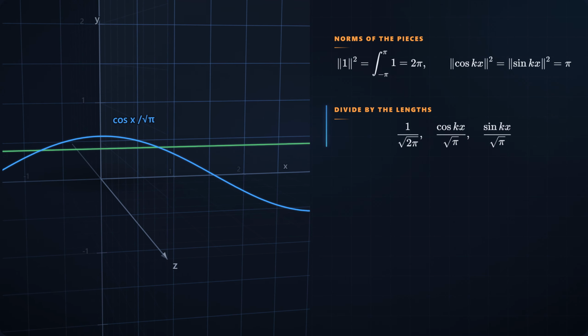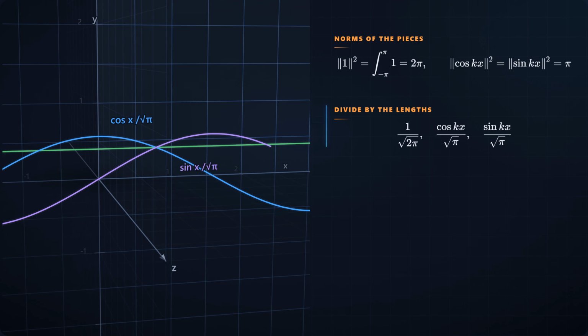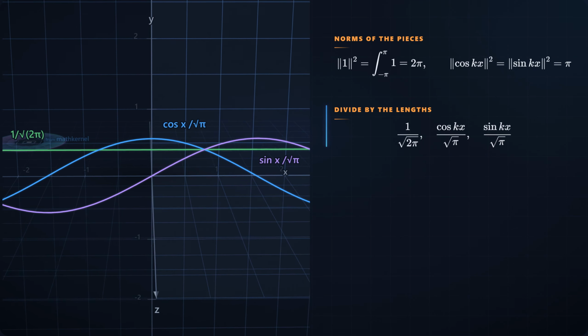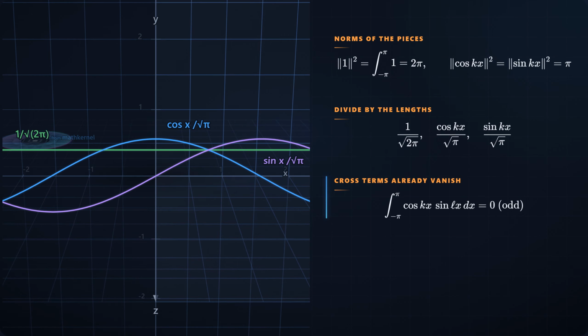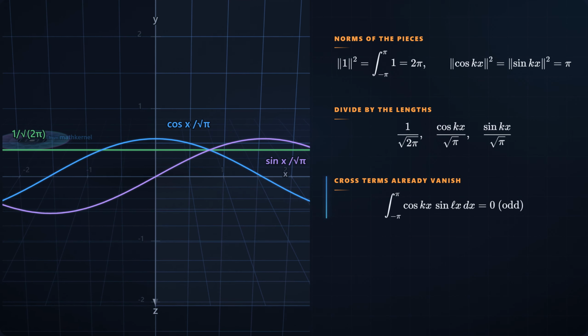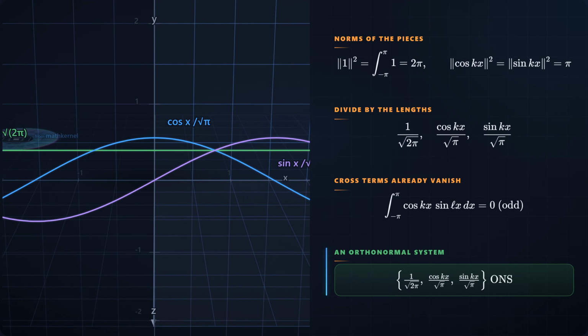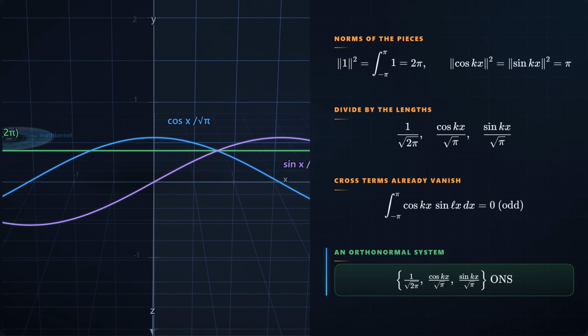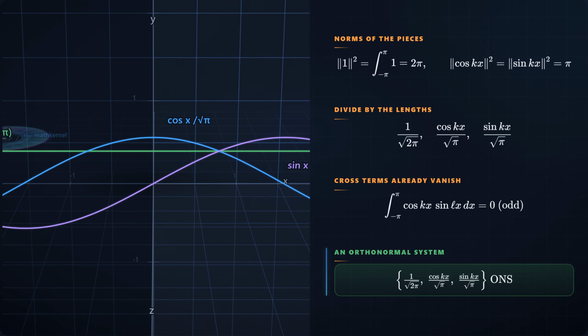So normalize by dividing each by its length: 1 over root 2 pi for the constant, cosine kx over root pi, and sine kx over root pi. The cross terms between a cosine and a sine are 0 for free. Their product is odd, so it integrates to 0 over the symmetric interval. Put it together, and you have an orthonormal system, an infinite orthonormal basis of the function space. This is the trigonometric ONS, and Fourier series are simply coordinates with respect to it.